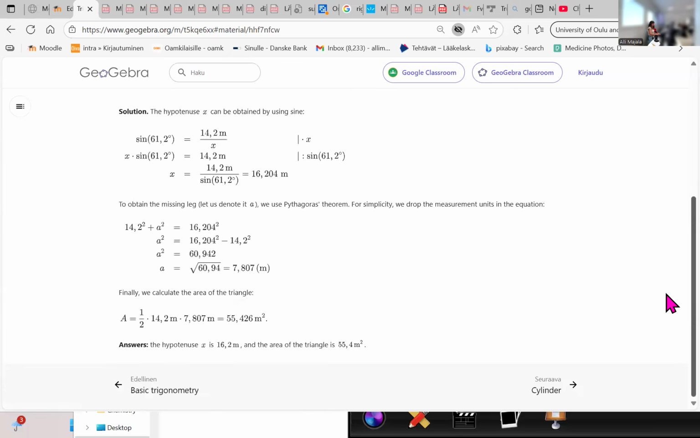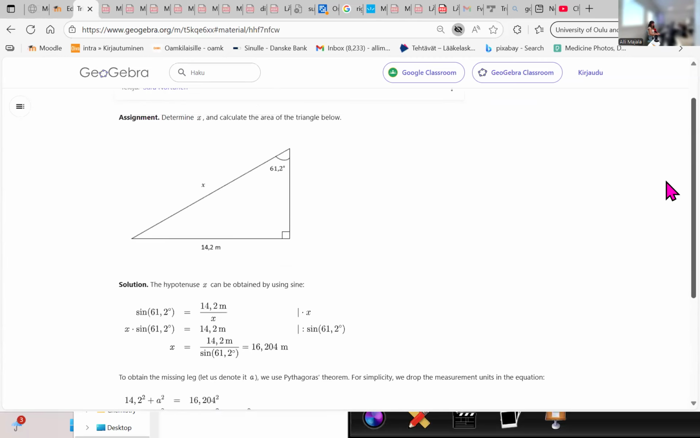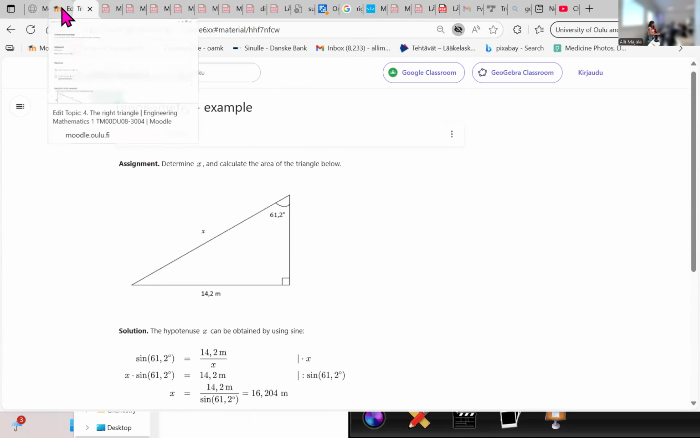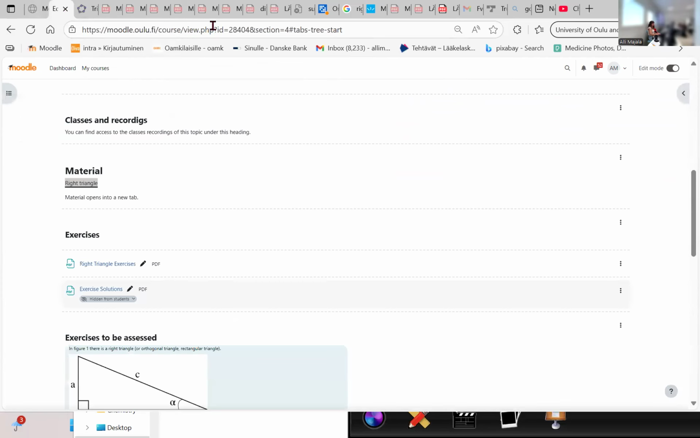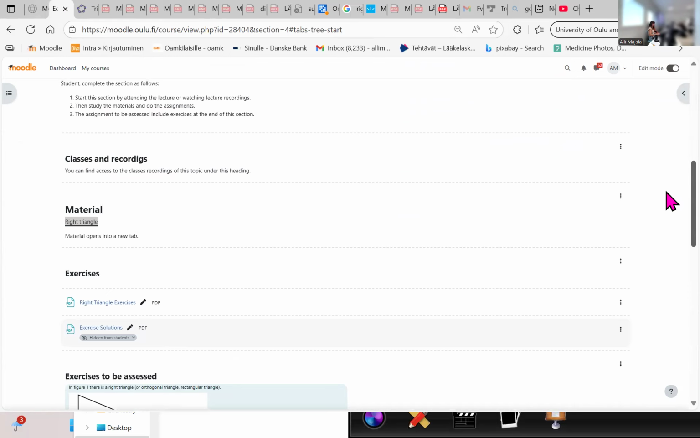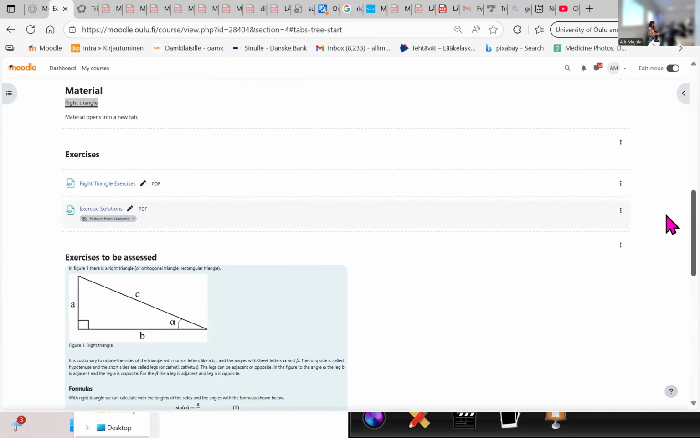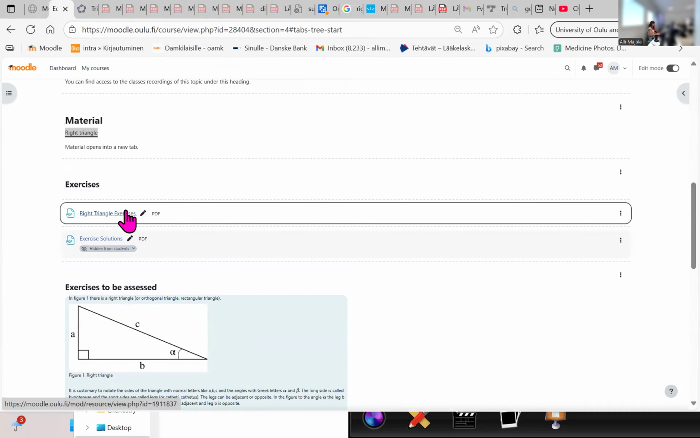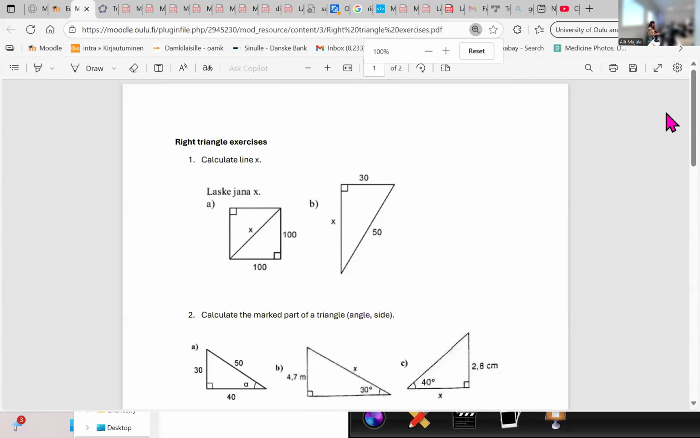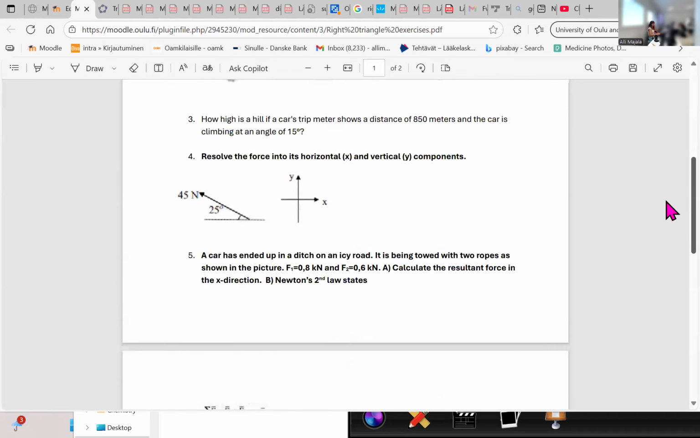And then it's to do with some kind of real life problems, like in physics, you usually calculate the forces with this. We will also have something here where you can calculate forces.